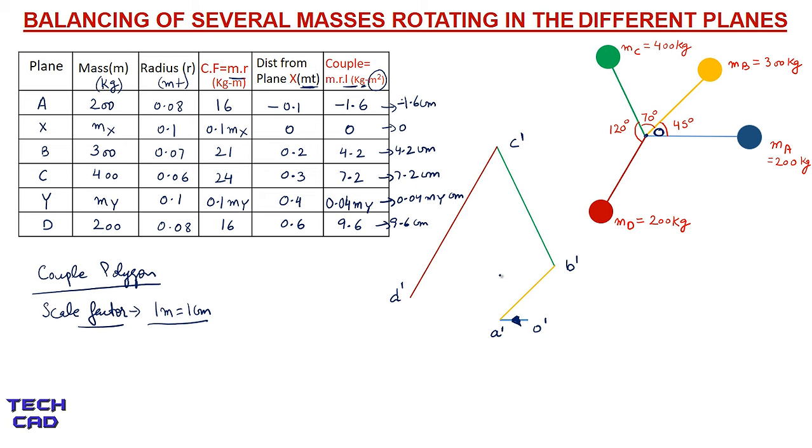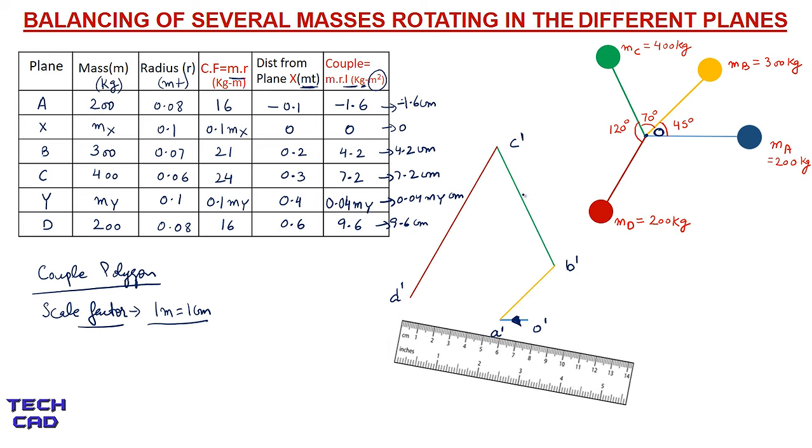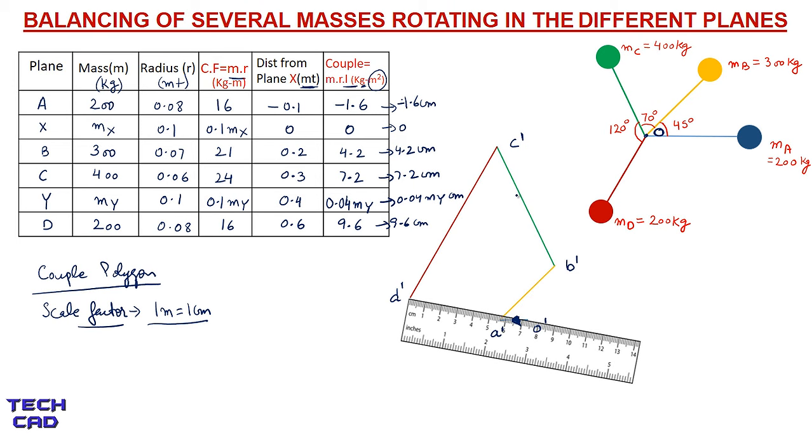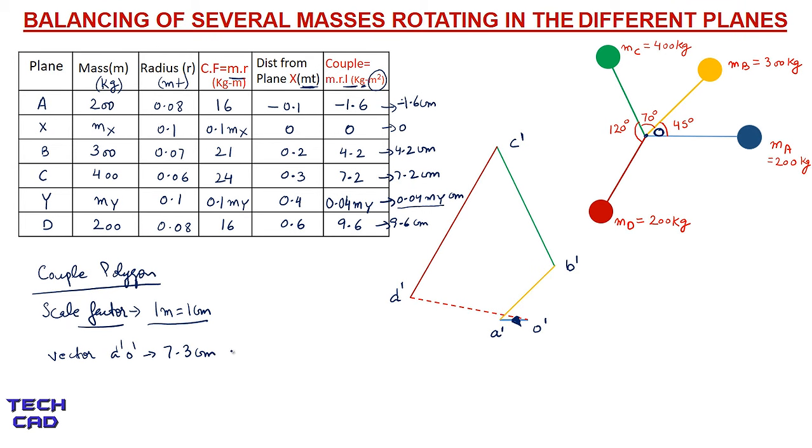Okay, now you have to find out the resultant of this couple polygon, and to find the resultant, we just join the initial and final points of the vector diagram. So we again take a scale and make a line to complete the couple polygon, and this dimension will give us the magnitude of the resultant. So we can say that the vector D dash O dash is 7.3 centimeter by measurement with the help of this scale. Now we have to convert this centimeter into meters.